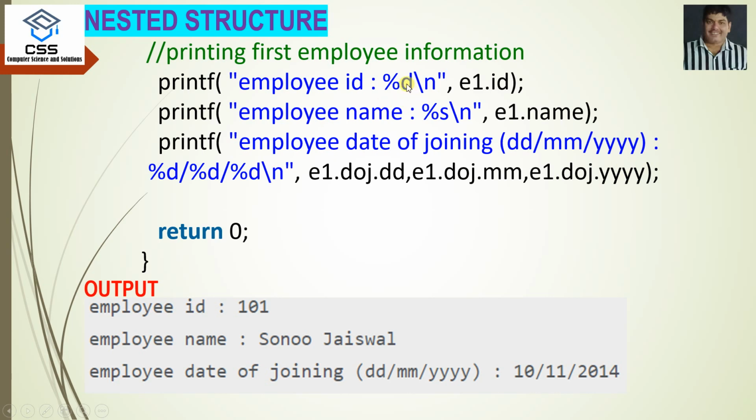Why we have taken %d for integer, why we have taken %s for string: employee id, employee name, employee date of joining, all are the constants. For user understanding, these messages are given because in the printf part we can take the messages, format string and the number of variables. Then if you run the program, the output will be like this.